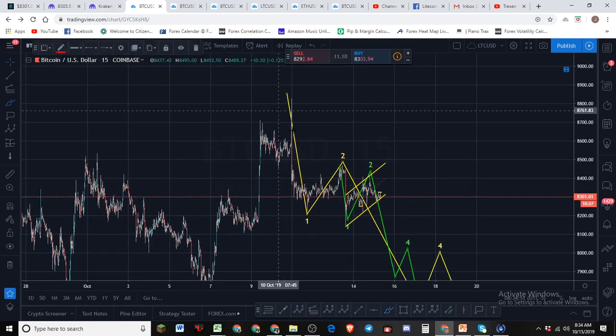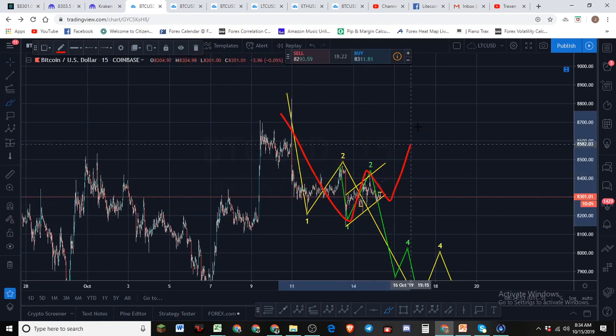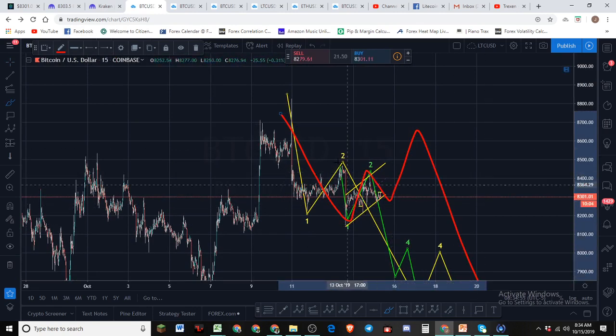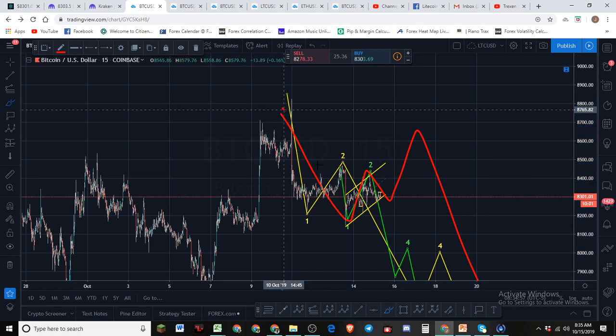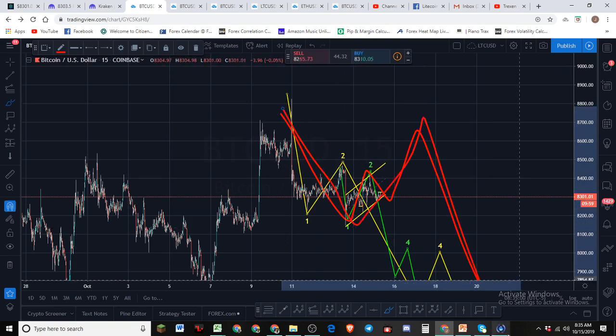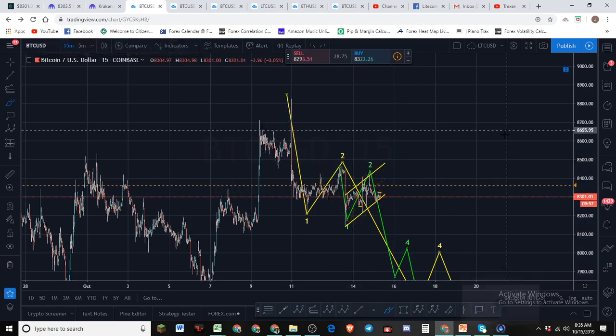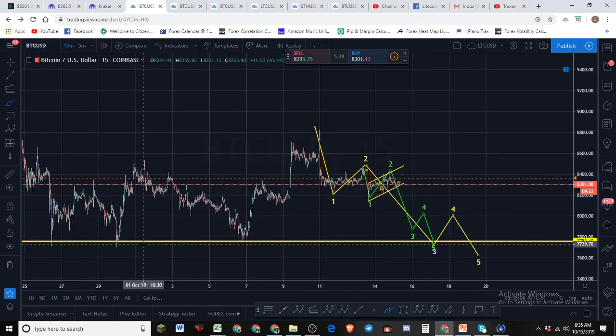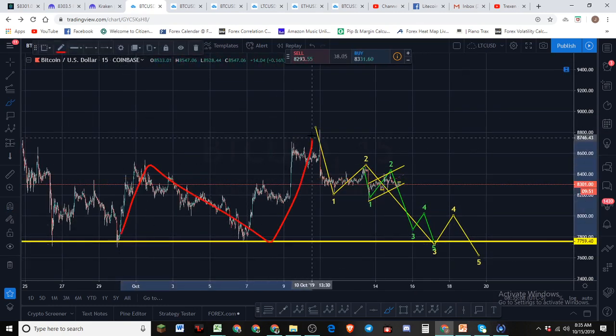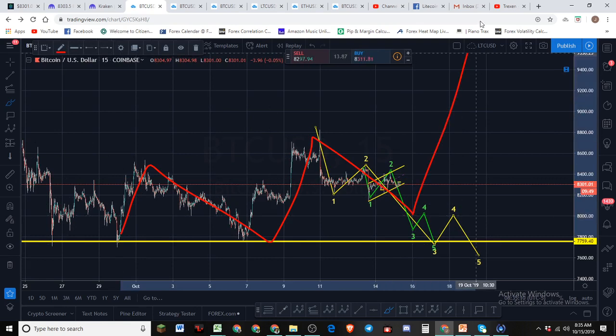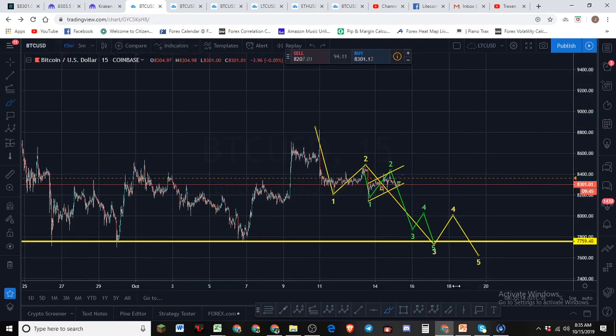What that would be is this. All that was 1. This is basically 2, and then we'd go down. So that's another bear scenario that we're looking at. That would be 1, 2, then down. And then the bull scenario basically is that this is some kind of 1, 2, 1, 2, and then we're going to get to the moon. So that's a bull scenario.